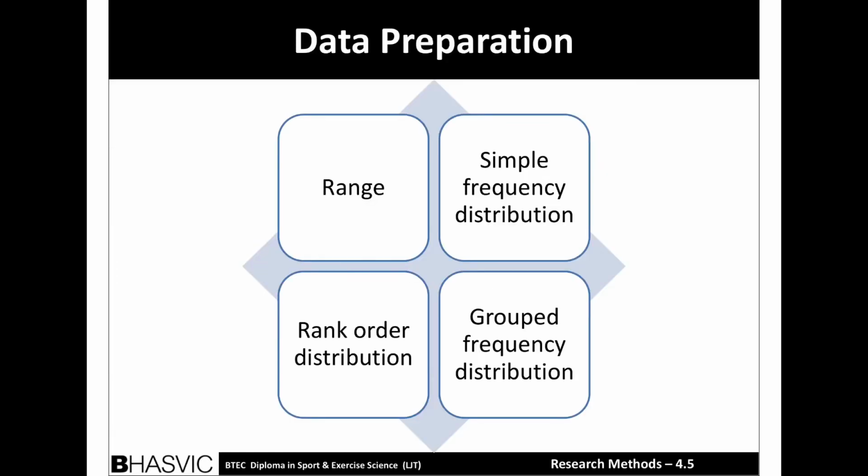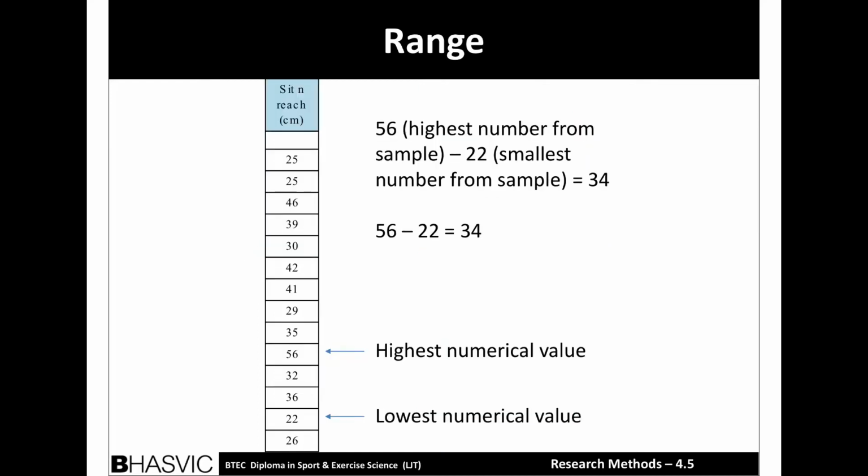When organising and preparing data, there are four methods. These are using the range, using simple frequency distribution, using rank order distribution, and grouped frequency distribution. Data preparation and organisation is vital for research projects as it shows how the data can be separated and manipulated into manageable groups that can then be made into statistics and analysed. To begin with then, the range.